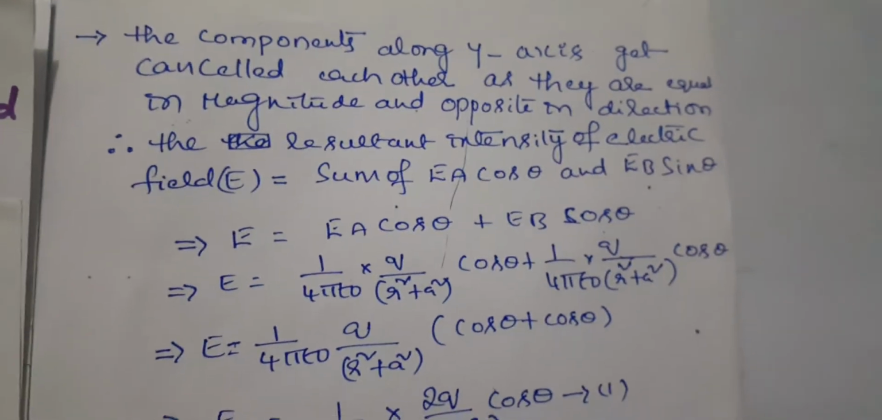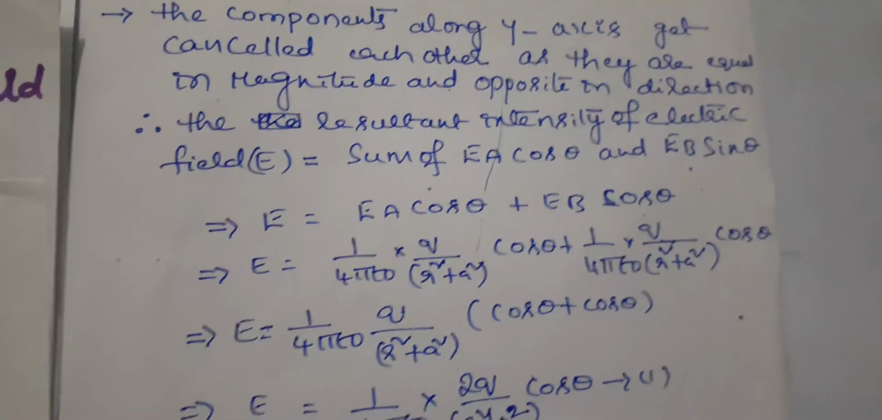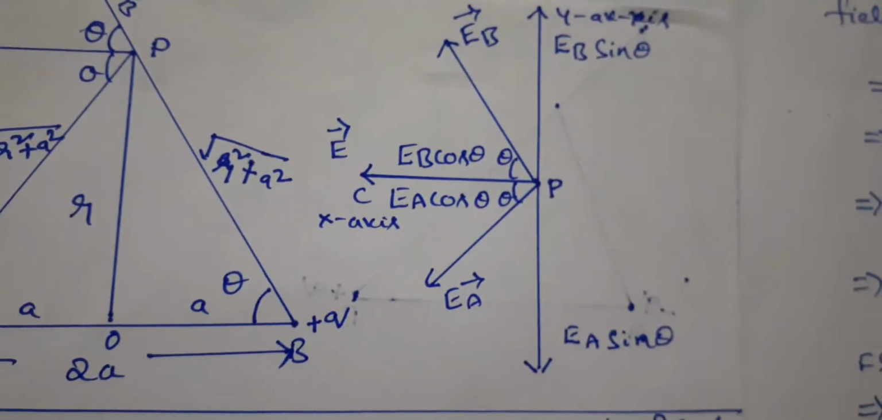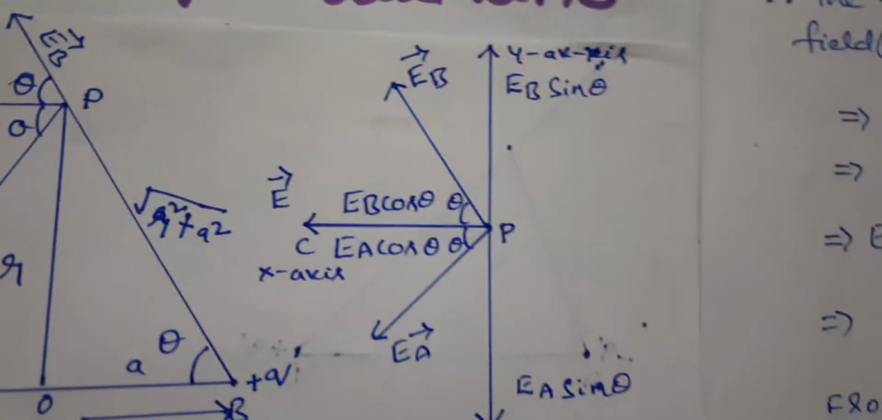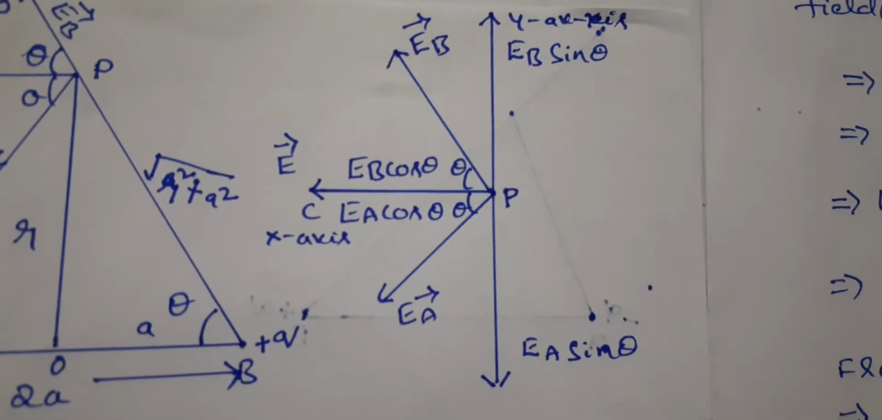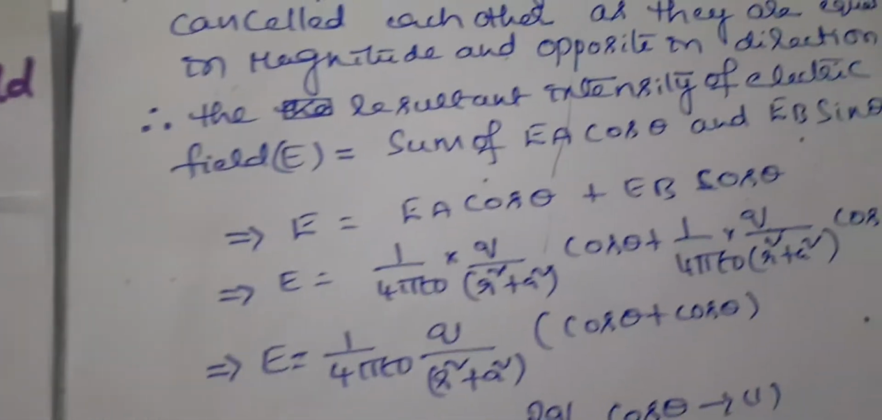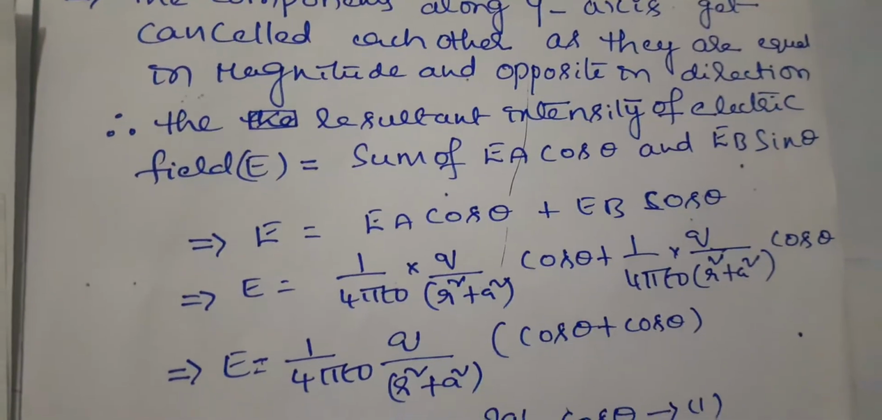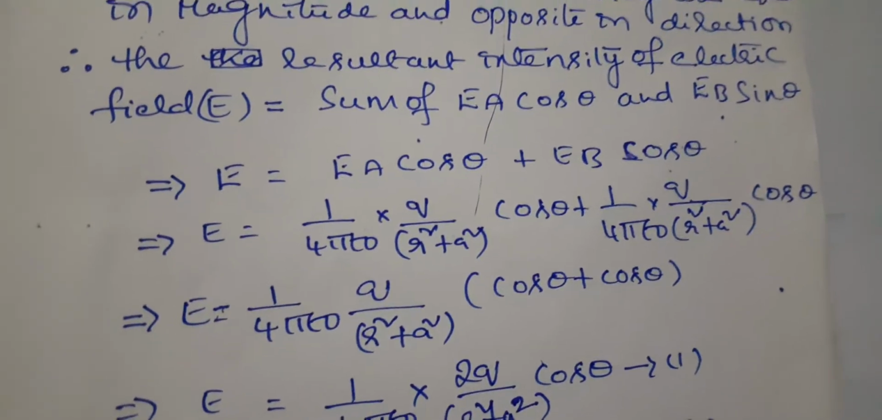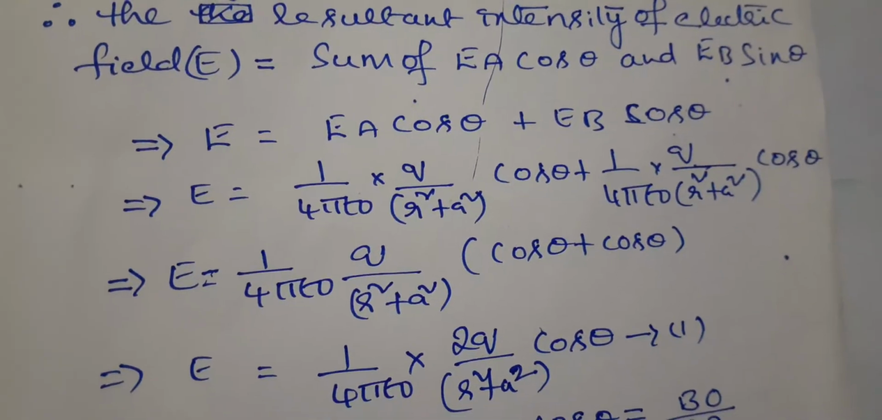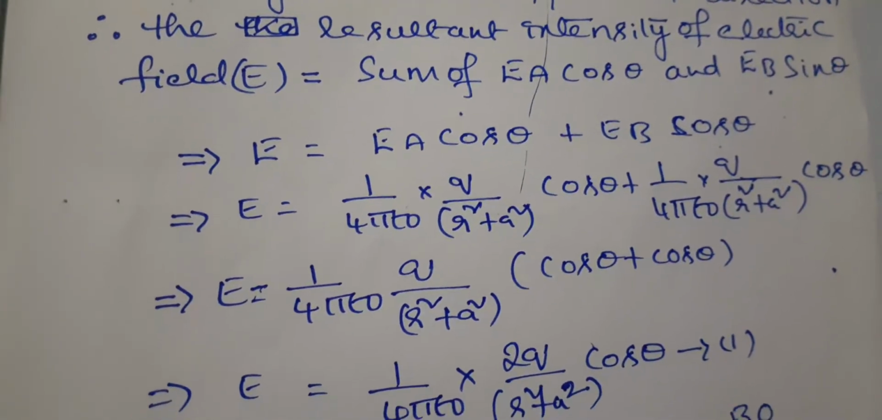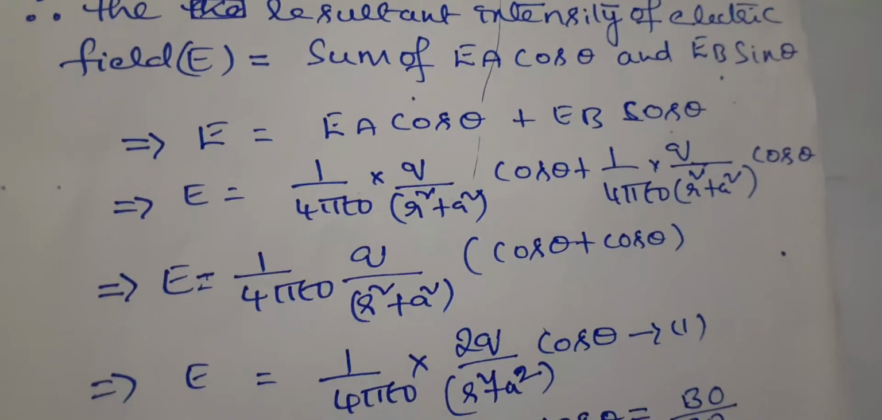Therefore the remaining intensity of electric field is along the x-axis, which are EB cos theta, EA cos theta. So the summation of these two will give the resultant intensity of electric field, students. That is why the resultant intensity of electric field E is equal to the sum of EA cos theta and EB cos theta. Sum means plus. Capital E is the resultant intensity of the electric field acting at P on the equatorial line. So E equals EA cos theta plus EB cos theta.